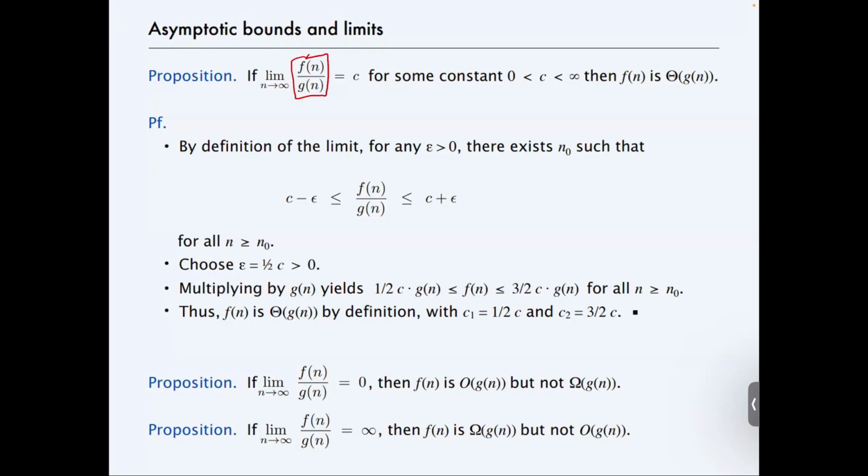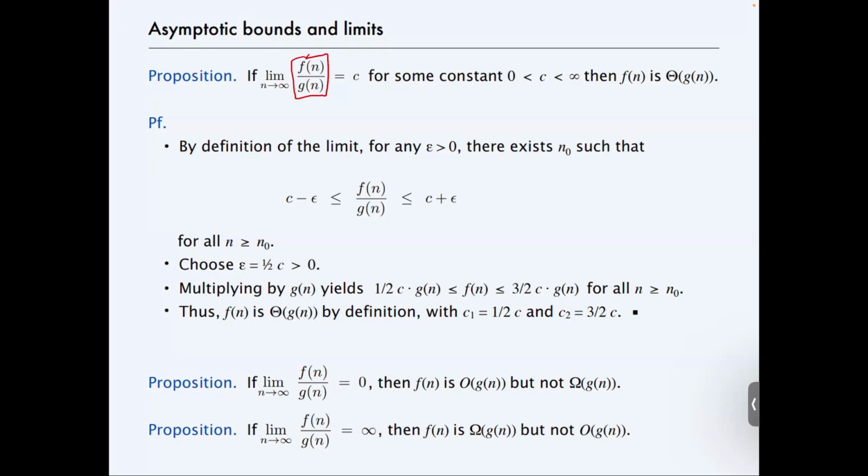The proof of this is actually fairly elegant. By the definition of limits, when you have f of n divided by g of n, it's going to get arbitrarily close to this c value. So eventually the ratio is going to be trapped between two constants. What the slide does is say that c minus epsilon is less than or equal to f of n over g of n, which is less than or equal to c plus epsilon. And the slide chooses epsilon to be 1/2 times c, which is greater than 0.